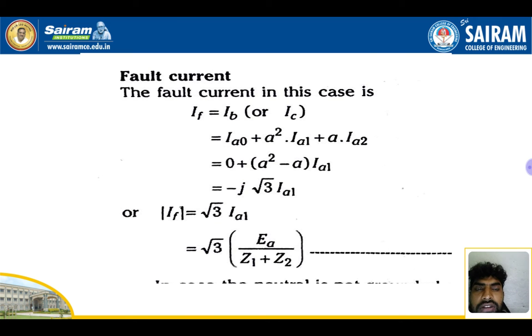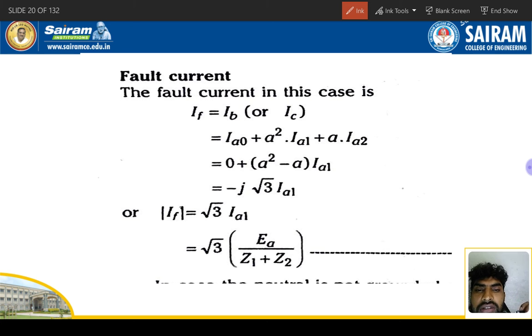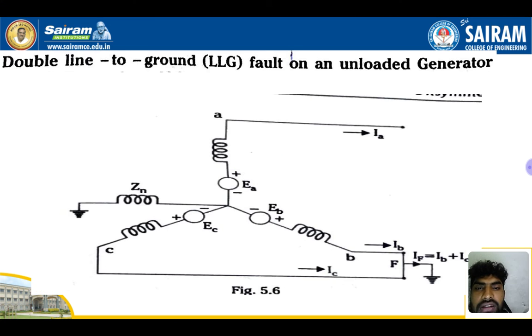Next, the fault current we need to determine by using the fault condition. The fault current in this case is IF is equal to IB, which is IA0 plus a² IA1 plus a IA2. Finally, we will get the answer as minus j root 3 IA1. Just to substitute IA1 over here, IA1 is equal to what? EA by (Z1 plus Z2). Just to substitute, we will get the answer.